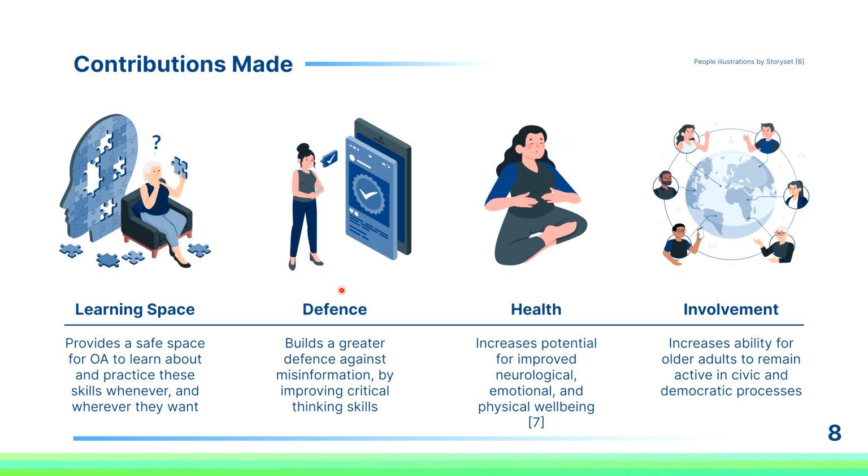It helps them build a better defense against spotting misinformation and any techniques used to obscure news reporting by improving critical thinking skills, and therefore digital media literacy skills. It increases the skills that may improve neurological, emotional, and physical health outcomes for older adults, meaning it could benefit the health of these individuals. And finally, by improving their ability to spot misinformation, it helps safeguard older adults and maintain their voice in the political sphere, on and offline.